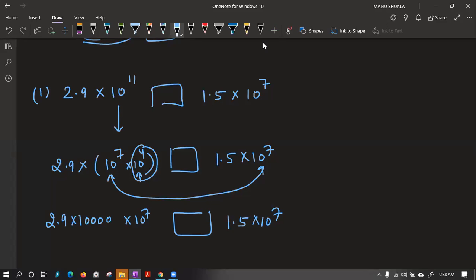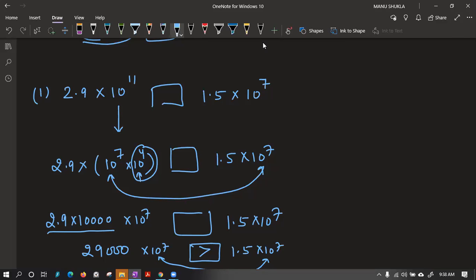And now, if you multiply this, we will get 29,000 into 10 power 7 and 1.5 into 10 power 7. And now you can see the powers are same. That means 29,000 is larger and we have got the answer. Is it clear to everyone?